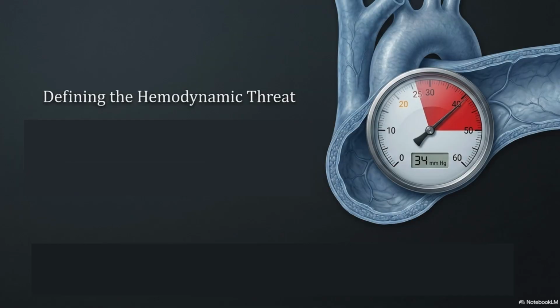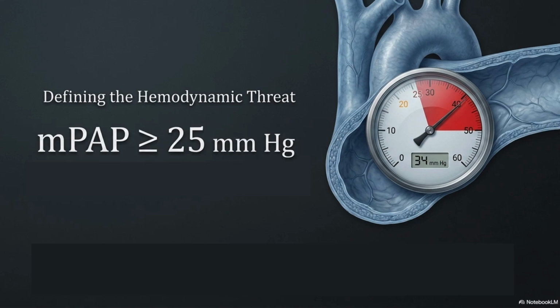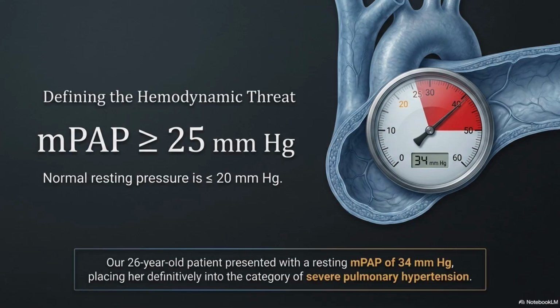First, let's start by defining the hemodynamic threat. By definition, pulmonary hypertension is an mPAP greater than or equal to 25 mm of mercury. To put that in perspective, normal resting pressure is less than or equal to 20 mm of mercury. So going back to our vignette, our 26-year-old patient presented with a resting mPAP of 34 mm of mercury. This places her definitively into the category of severe pulmonary hypertension.